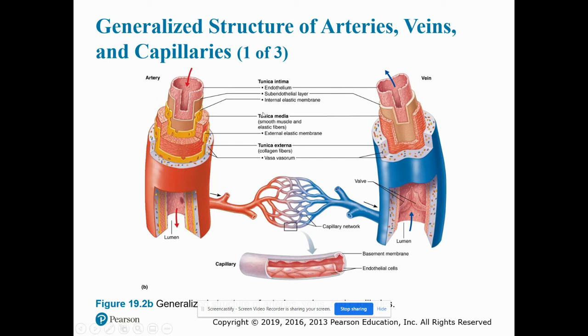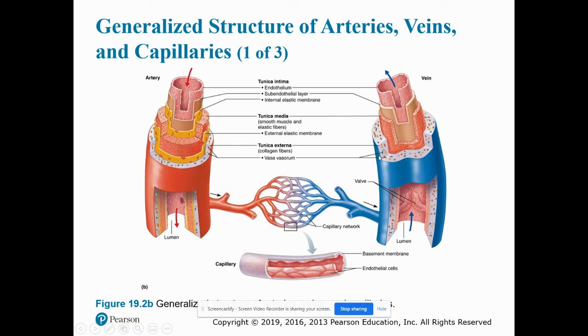So if we just look, we have the tunica intima, endothelium, subendothelial layer, and then don't worry about the internal elastic membrane. But you can see both arteries and veins have the endothelium and the subendothelial layer. We have the tunica media, smooth muscle and elastic fibers, thick in arteries, not so thick in veins. And then we have the tunica externa, collagen fibers. It's not as thick as the tunica media in arteries, but it is thicker, and it is quite thick in veins.